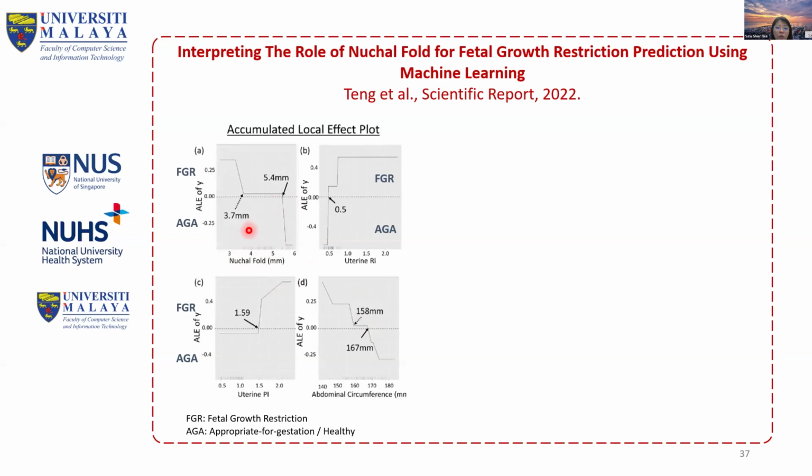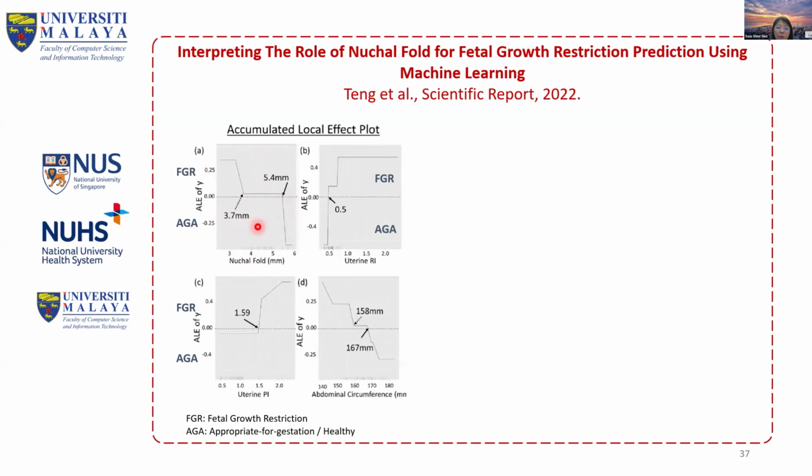We then apply the same approach to the nuchal fold, where you can see that if the nuchal fold is less than 3.7, the chance of the baby being born as FGR increases exponentially. The cutoff should be roughly 5.4, but the chance plateaus up to 3.7, and then it only increases exponentially.